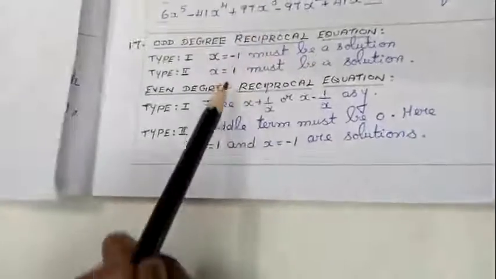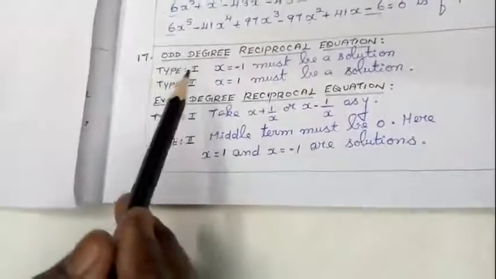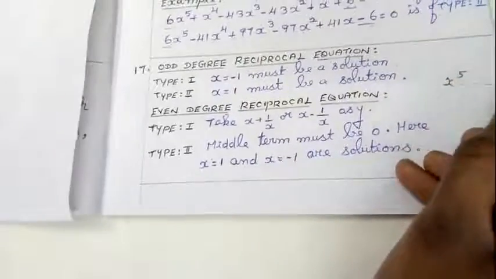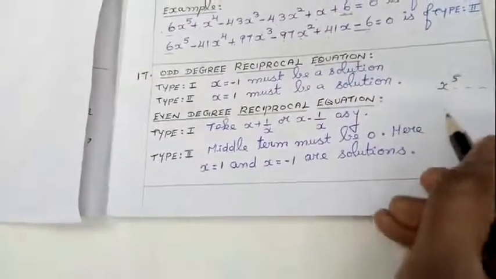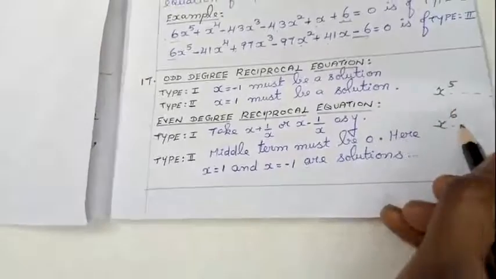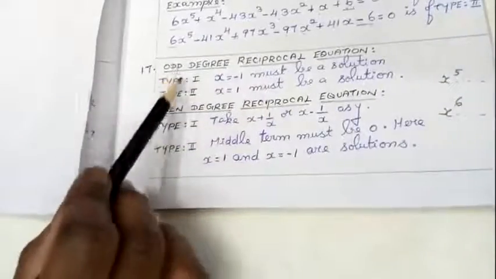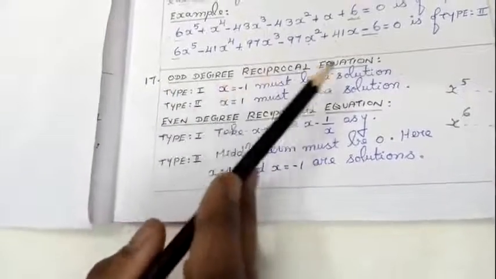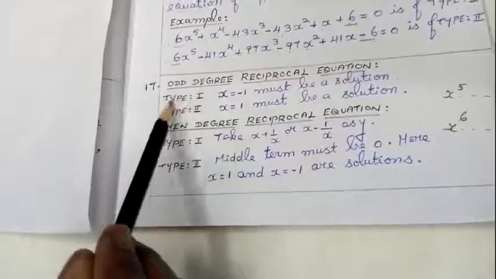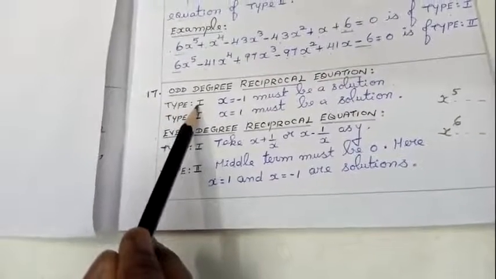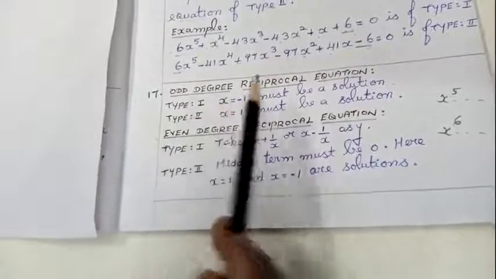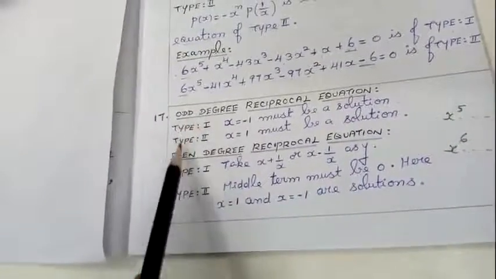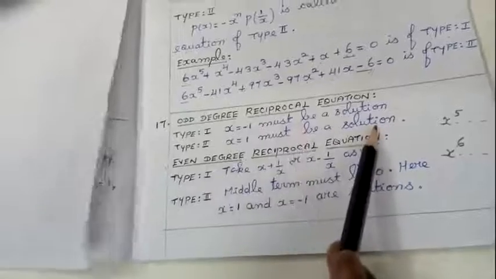In reciprocal equations, we are going to have odd degree and even degree. Odd degree, even degree is nothing but, students, if an equation is going to start with x to the power 5, it means odd. If I am going to start an equation with x to the power 6, it means even, that's all. Type 1, type 2, now only I told you what is the difference. In odd degree reciprocal equation, if you get it in the form of type 1, they are giving you a clue, that is x equal to minus 1 must be a solution. Similarly, type 2, in odd degree, x equal to 1 must be a solution.